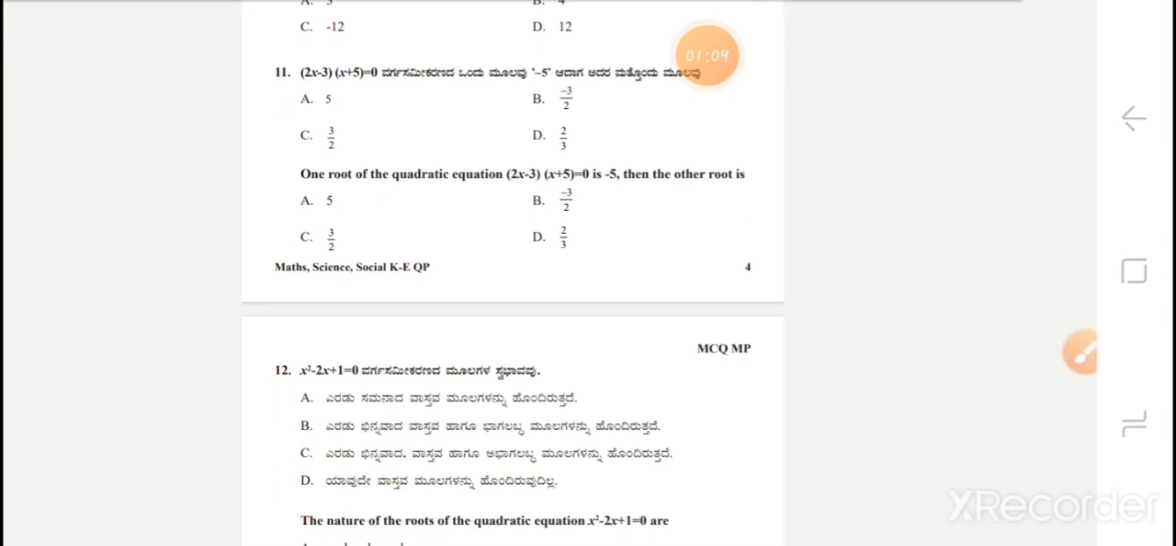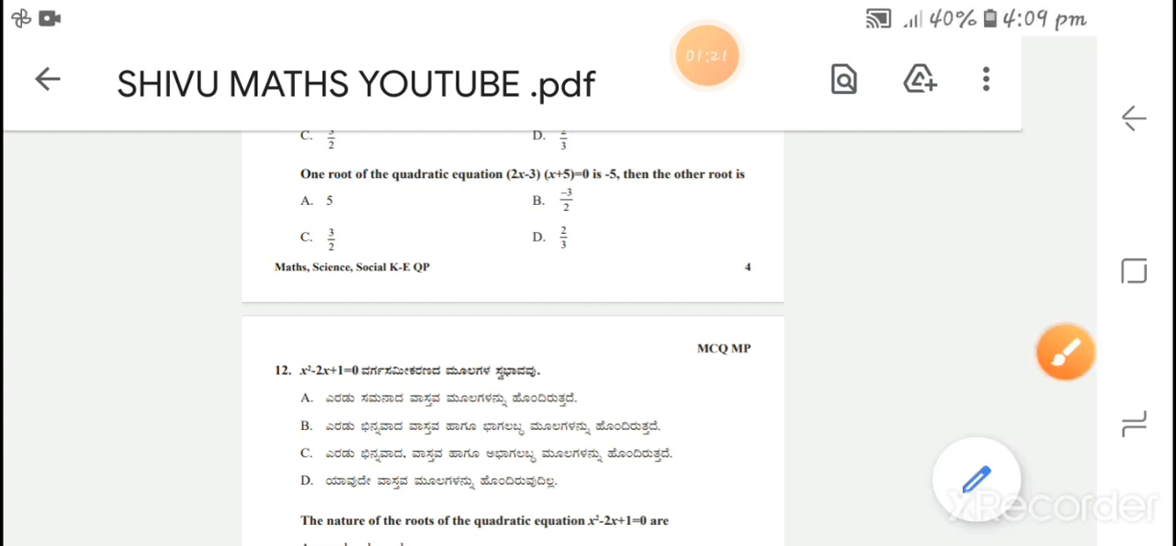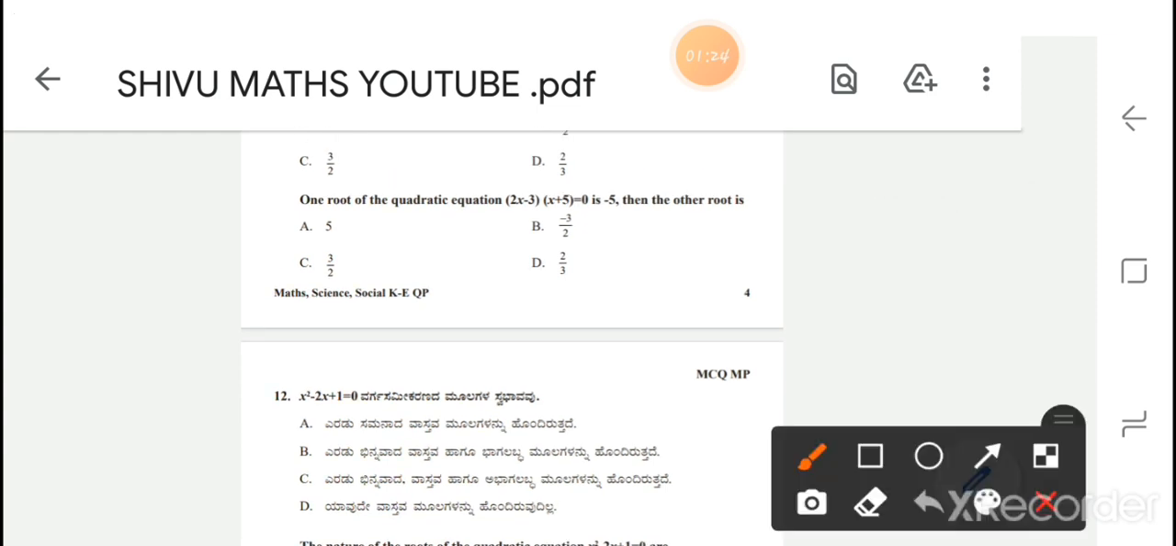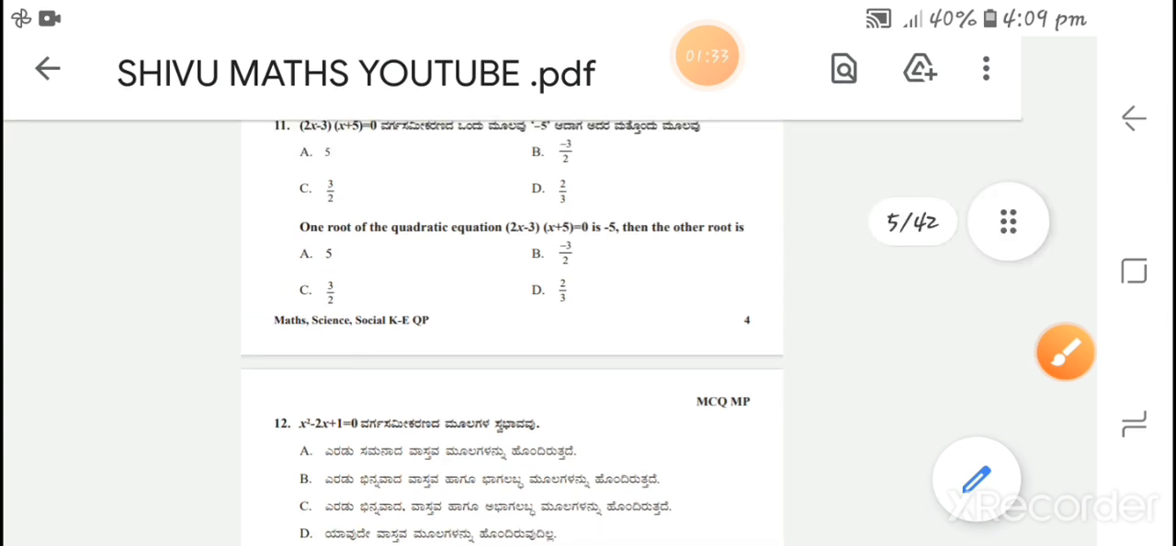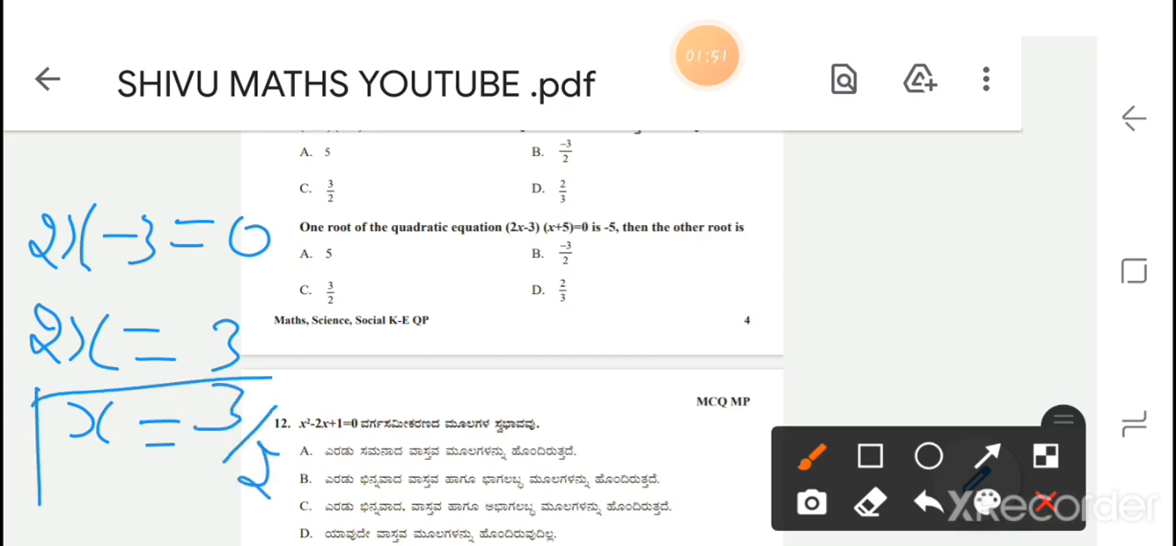Here one root of the quadratic equation that is given is minus 5. Then we will find the other root. Observe that the product of two terms is equal to 0, which means either one or both are equal to 0. So you need to take 2x minus 3 is equal to 0. 2x minus 3 is equal to 0 means 2x is equal to 3, then x is equal to 3 by 2. That is the other root.